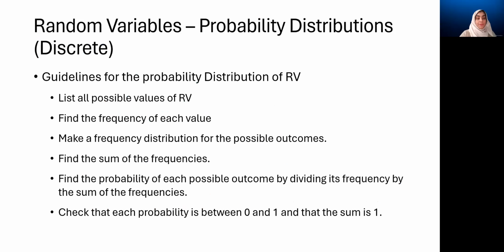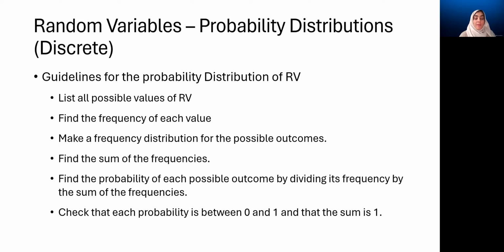discrete random variable. Now, the guidelines for the probability distributions of RV: we will be using random variables as the basis for the probability distributions, which are an essential part of the inferential statistics that we will be covering in the coming weeks. So how can we create the probability distributions for the random variables? The steps are given here.